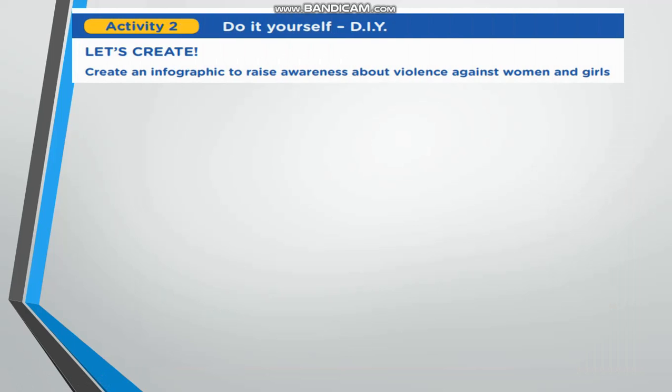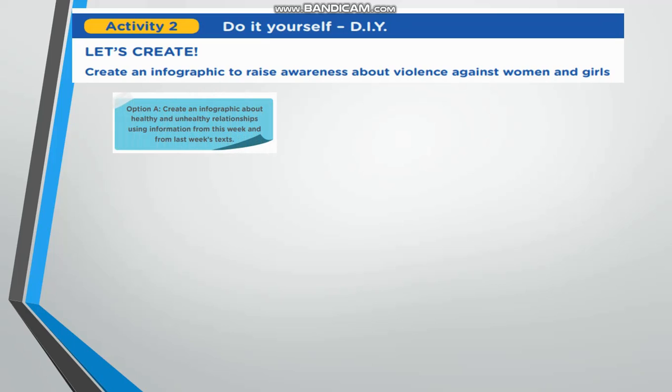And the most important, activity number 2, do it yourself. In this part, you have to create an infographic about the topic, about violence against women and girls. Also, you have two options. In option A, you create your infographic about healthy and unhealthy relationships. You can use information from lesson 23 and also this lesson, lesson 24. In option B, you create your infographic about this problem using information from other reliable sources, for example, internet, book, newspaper. You decide.